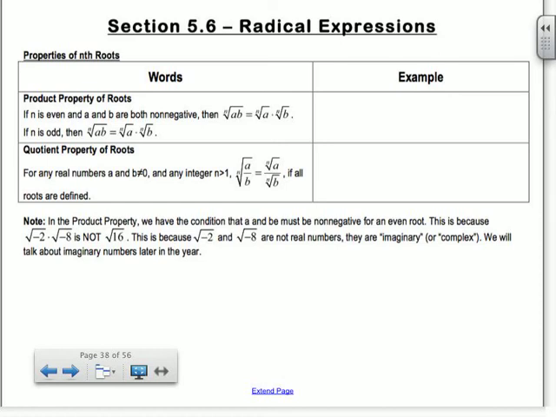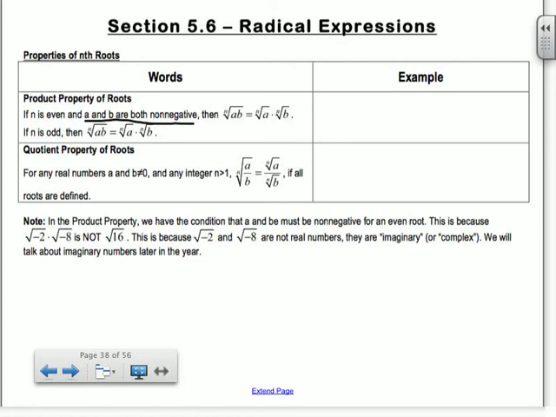Okay, notice how I said both are non-negative. The reason I'm saying that is because of the little note below. So if I had a negative square root of 2 times negative square root of 8, that doesn't equal the square root of 16. You can't just multiply them like that. We're going to talk later on about negative roots in section 5.9, we're going to talk about what a negative square root is. But that's why you need for a and b to both be non-negative in this example.